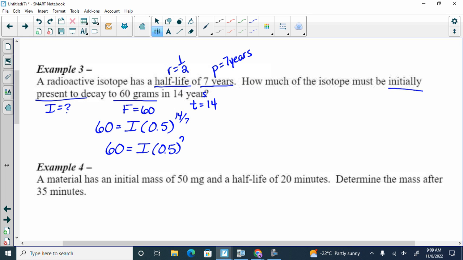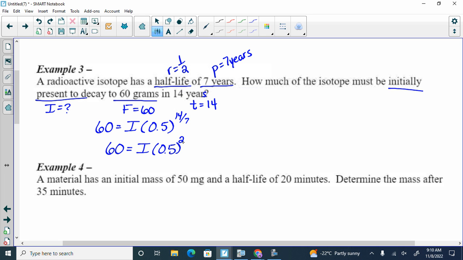Now some people want to log base 10 both sides. There is no point to log base 10 both sides unless we're trying to get that exponent to go down. That's the reason why you log base 10. You log base 10 if you don't know the exponent, so that the exponent can pop in front and you can divide and get answers, right? That's the only time you log base 10.